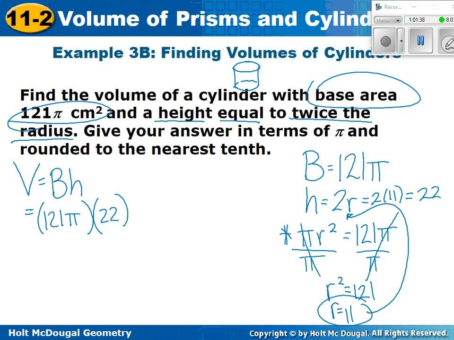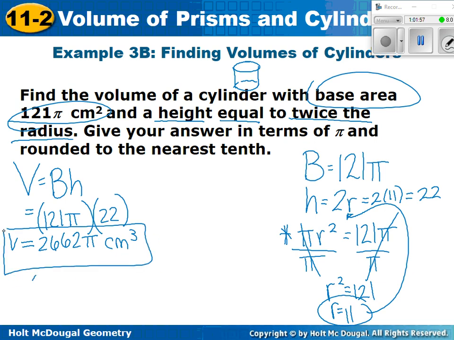So again, 2 answers. What's 121 times 22? 2,662 pi. Don't forget your pi. And units? Centimeters cubed. That would be one of our answers. Then go ahead and multiply it by pi and round to the nearest tenth. What do we get?